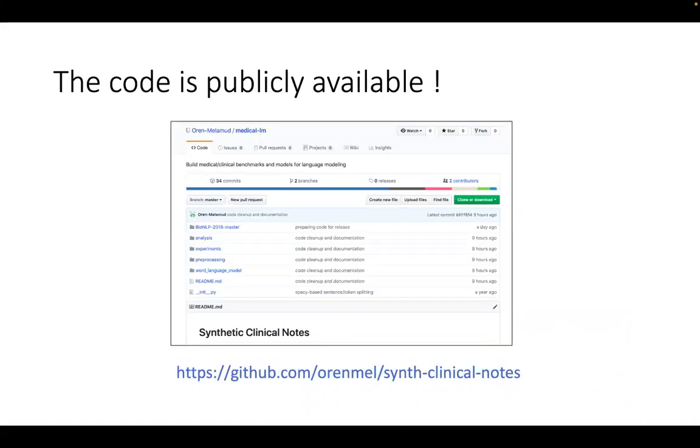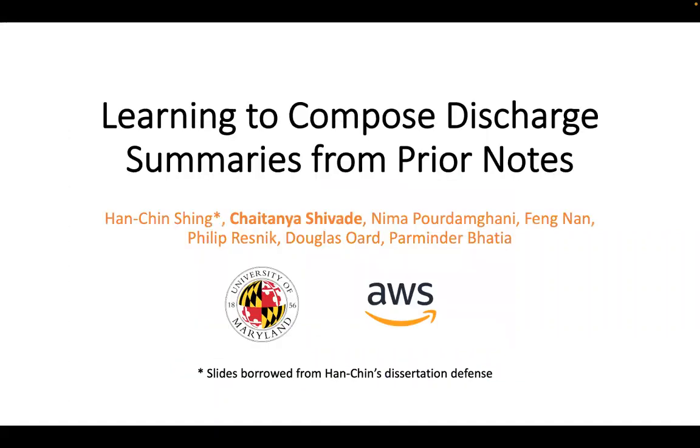The code for replicating our experiments, the data set on which we evaluated all of these, and the models that were used for evaluating the task are all publicly available on GitHub. I would encourage you to take a look at it. Let's take a look at the next task.